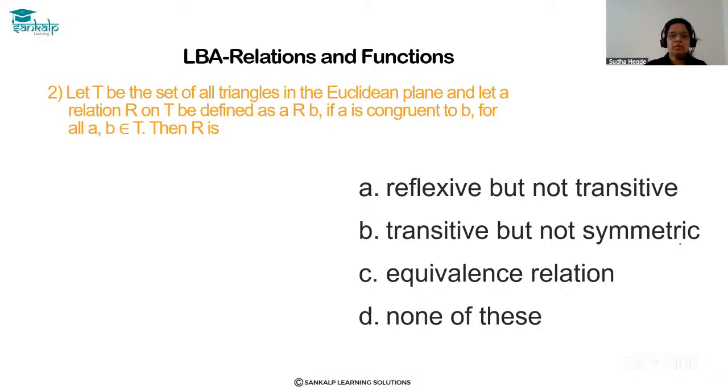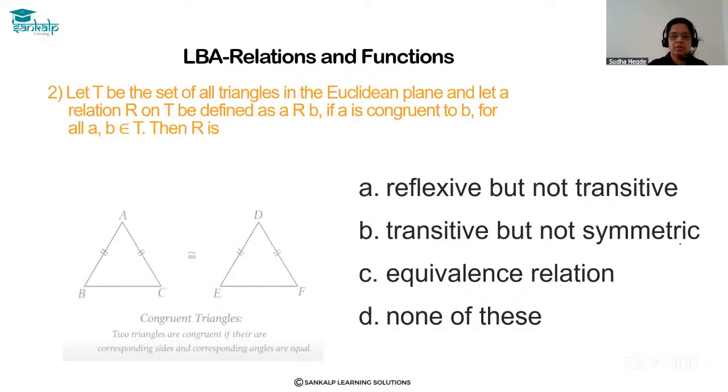Now let us take this question. Let T be the set of all triangles in the Euclidean plane and let a relation R on T be defined as A R B if A is congruent to B, for all A, B belonging to T. So let us take three triangles. We have here two triangles. One more we will take.